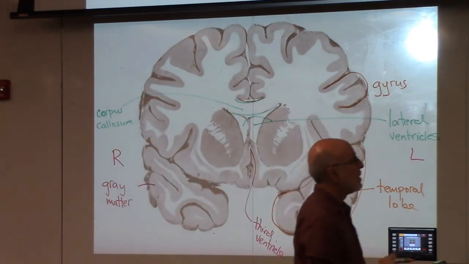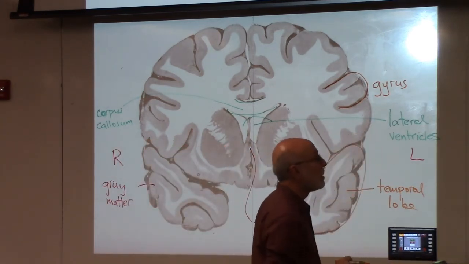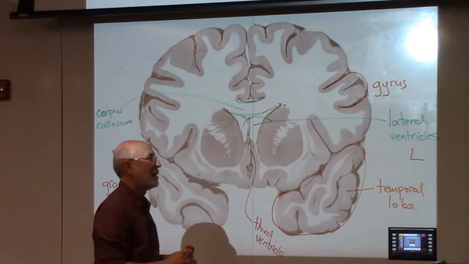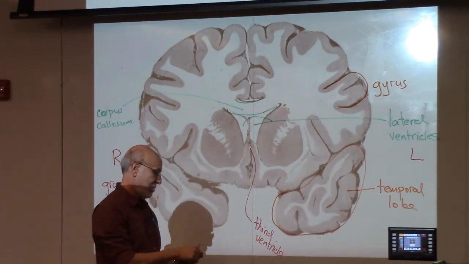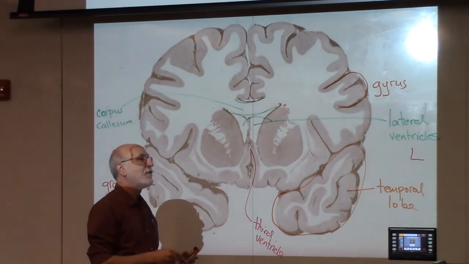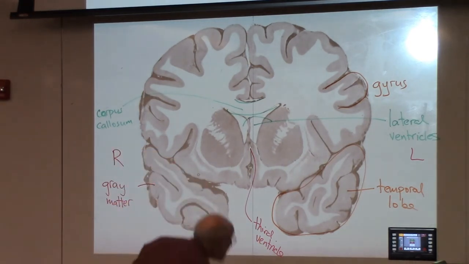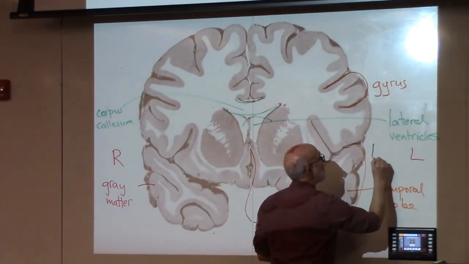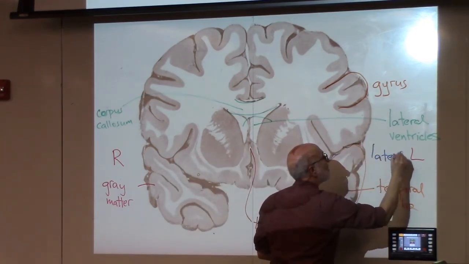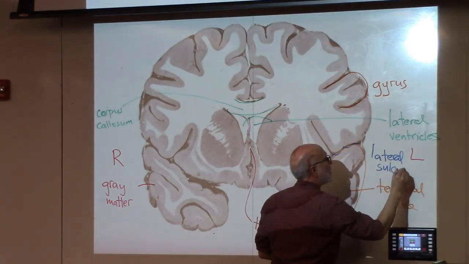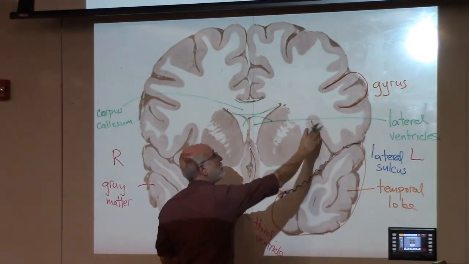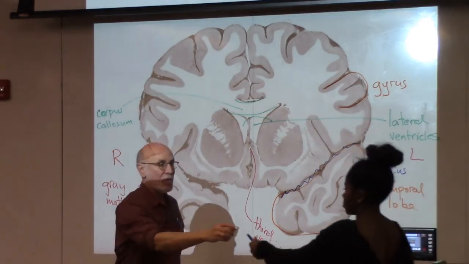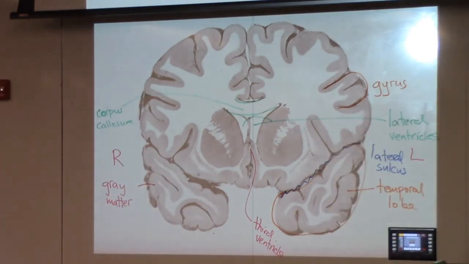Would this be the lateral gyrus? Or the lateral something, or sulcus? Right, sulcus. It's the lateral sulcus. So this is the lateral sulcus, separating the left temporal lobe from the left frontal lobe. We'll circle back, and we'll work our way back.